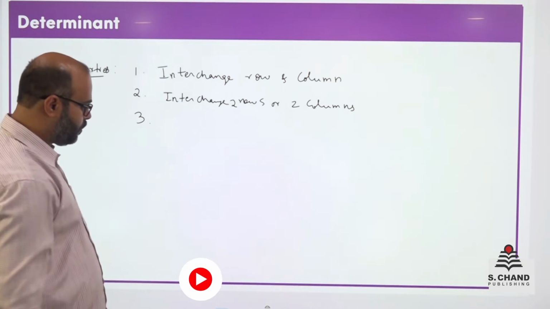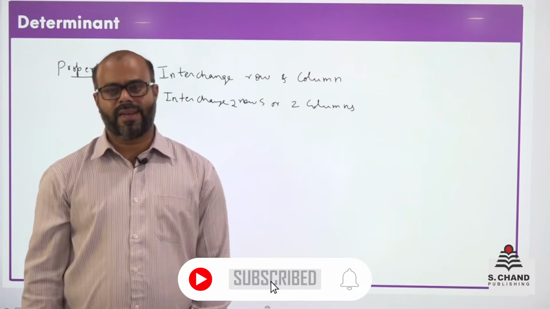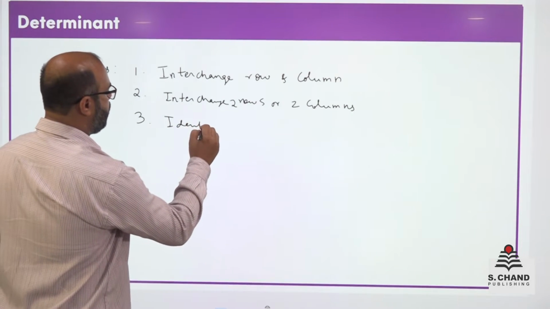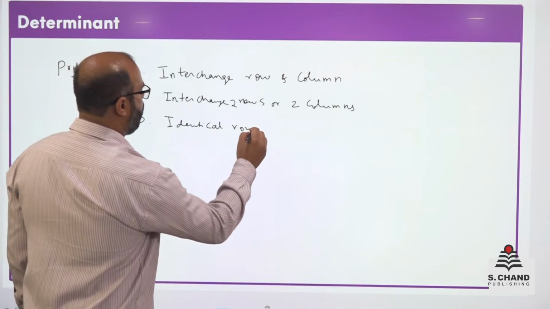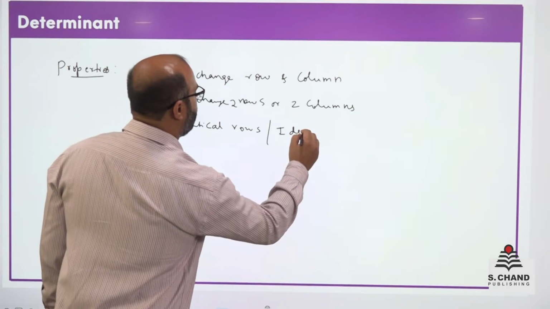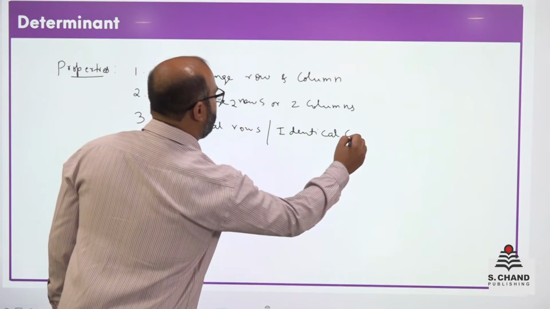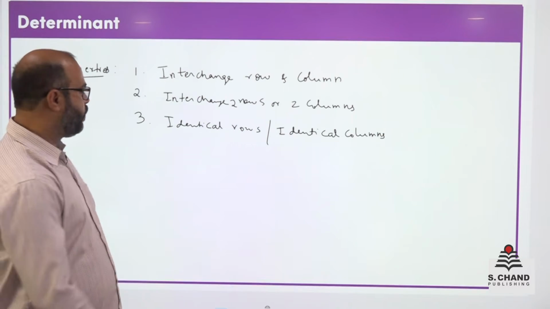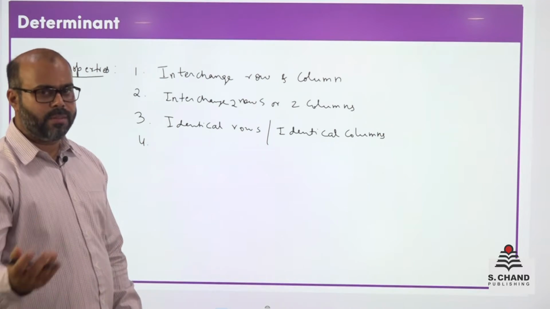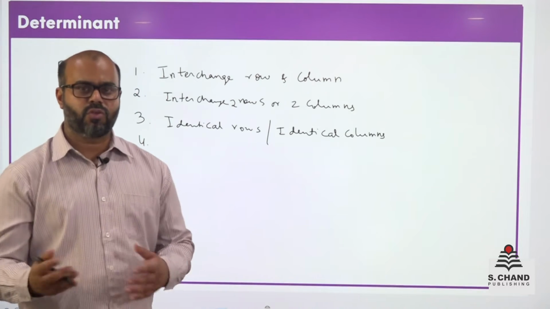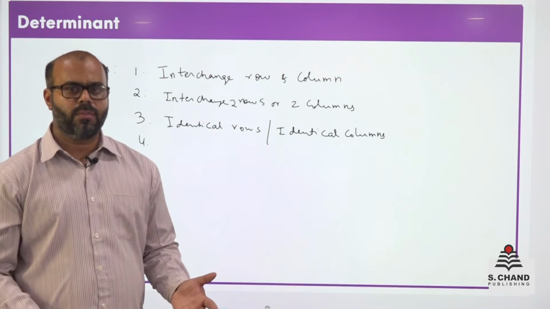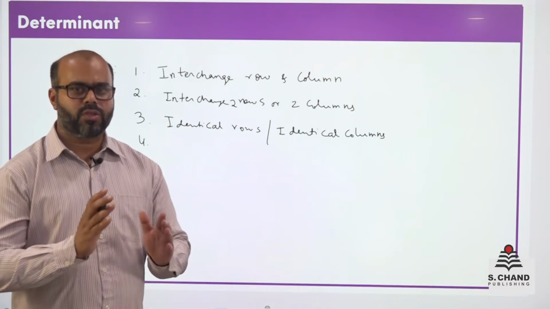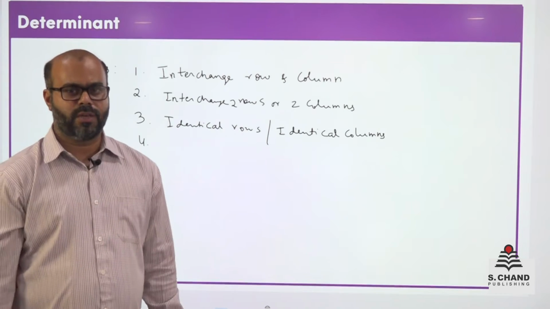Third property: if two rows are identical or two columns are identical, then in that case what will happen? The value of the determinant will be 0. So you don't have to calculate the determinant, don't expand it either with the first row, first column, second row, second column, third row or third column. You just see that two rows are identical, then the value of the determinant is 0. Two columns are identical, then the value of the determinant is 0.